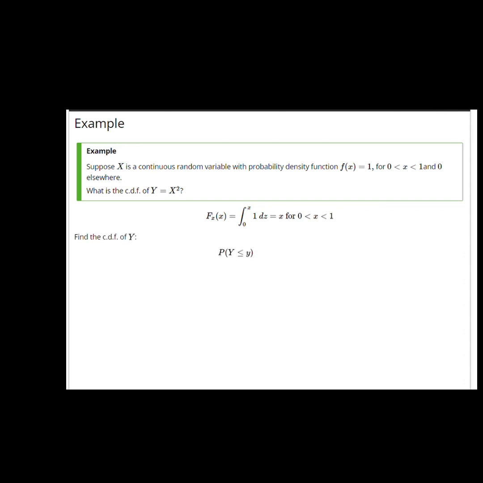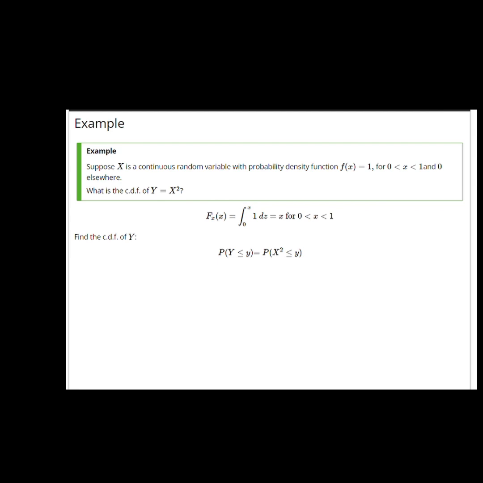The next step is to find the cumulative distribution function of Y. So write down what that means. The probability capital Y is less than or equal to little y. That's the definition of the CDF. And now substitute for Y, capital Y equals capital X squared. It's the probability that capital X squared is less than or equal to y.